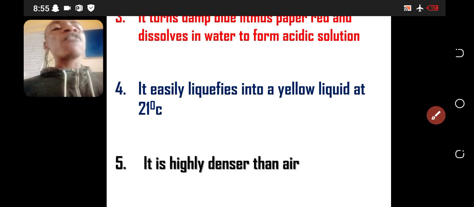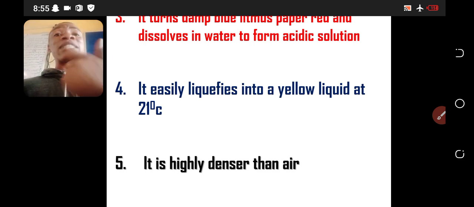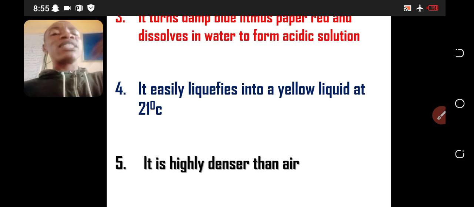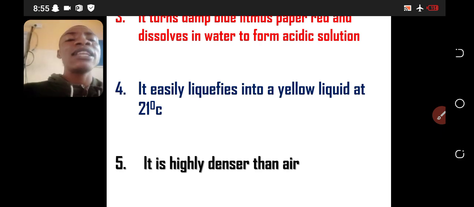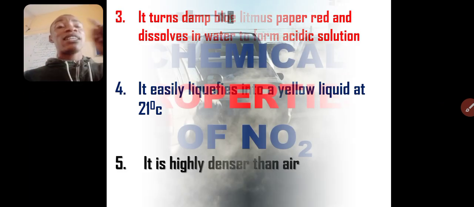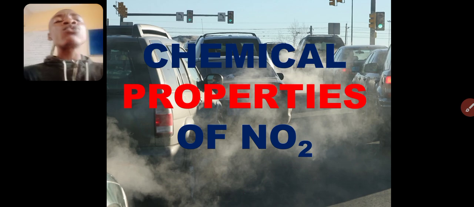It easily liquefies into a yellow liquid if it's pure. If it's not pure, it will be green at 21 degrees Celsius. So you can see the reason why it can be trapped in a freezing mixture, and it is much denser than air. What are the chemical properties of NO2 gas?